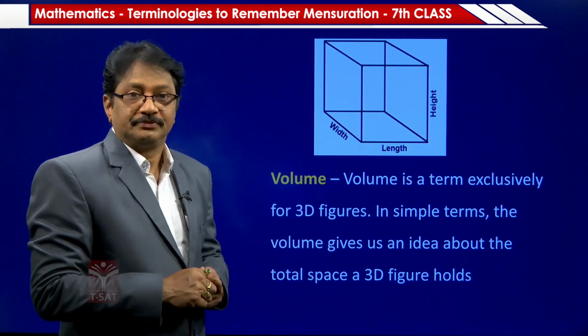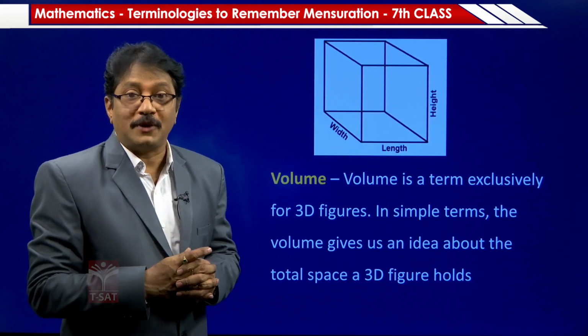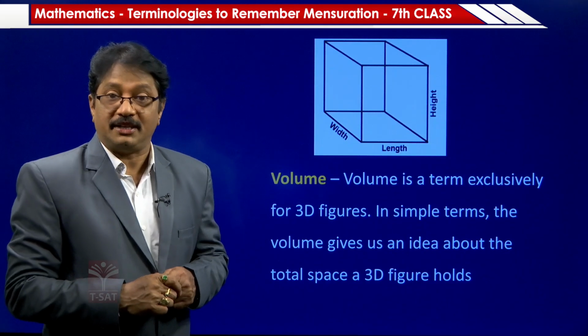See this figure. So here a cuboid is given, correct? Of course, with a cuboid, you have length, width and height. These three, correct?